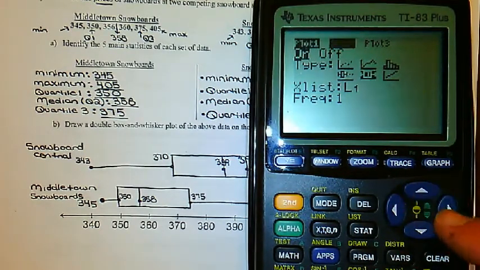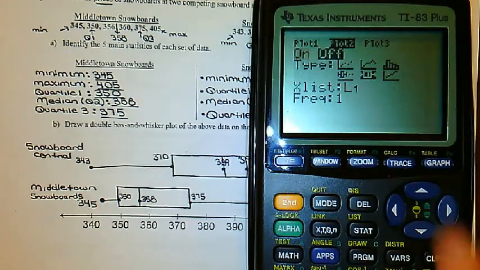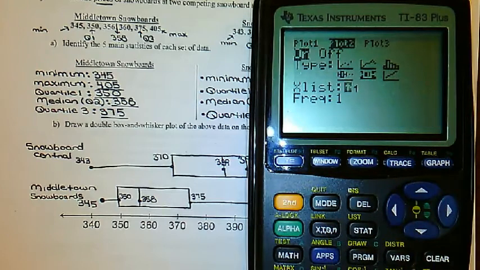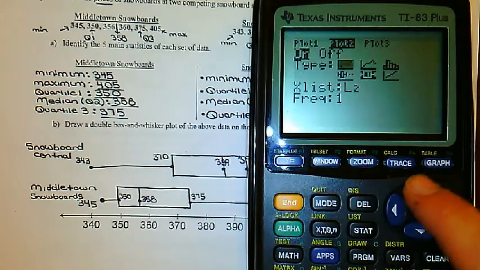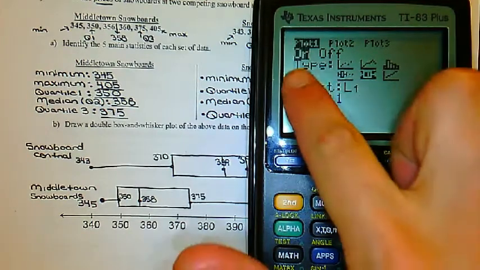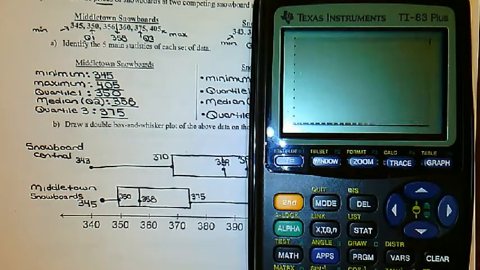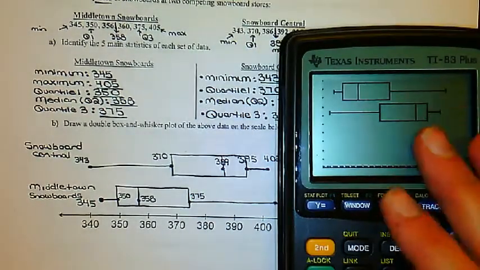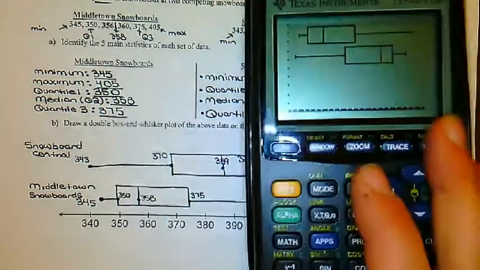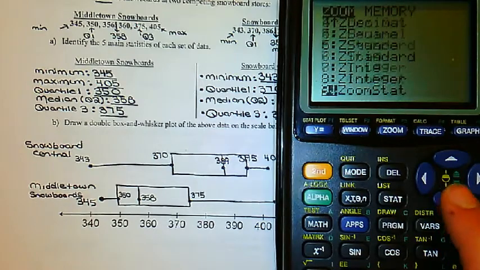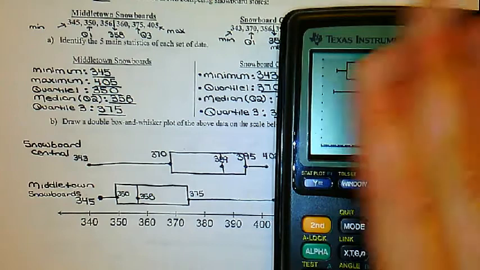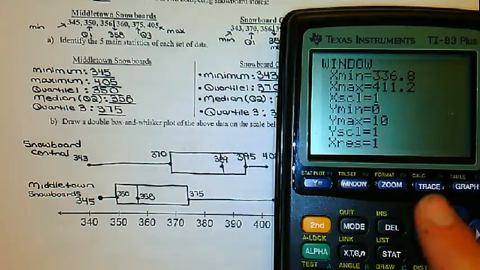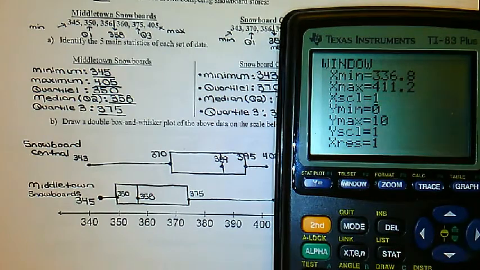Then go up to plot 2. Press enter, turn it on, change it to a box plot, and go down and put L2 in there. So plot 2 has L2 in it, and plot 1 is on, box plot, and L1. If I press graph, it actually shows me both box plots. Pretty neat. If you plot it and it doesn't look like this, you need to go to zoom and then scroll down to stat, and it will set your window to give you the right amount of data. But you always want your min and your max to fit on there, so make sure it's low enough and high enough.